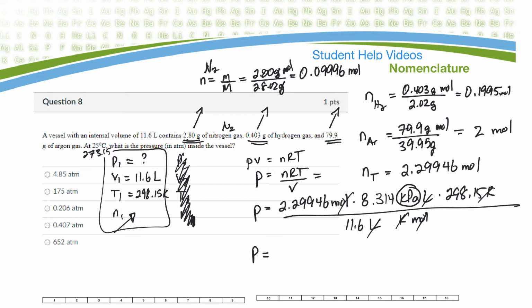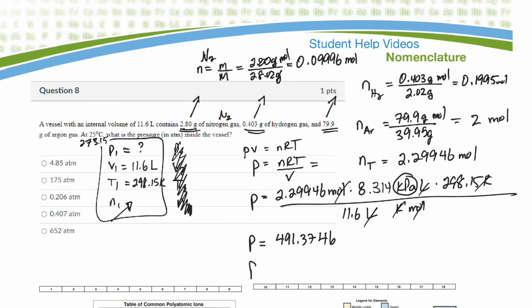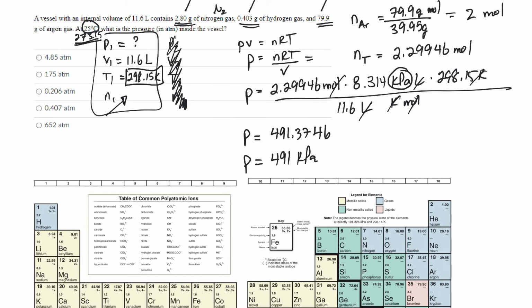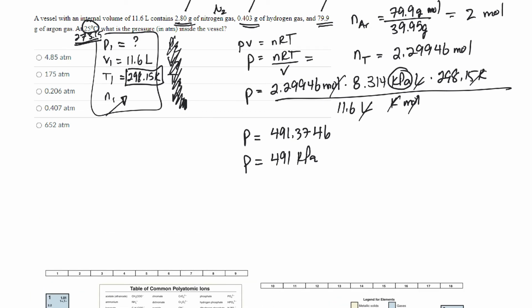So what I'm getting is 491.3746. So I would do sig figs. Looks like I have 3 sig figs. Oh, I have 2 there. It looks like they're given 3 sig figs in their answer. They must be using the sig figs when you add the Kelvin. So let's go 491 kilopascals. Is that an answer? Oh, no. They have all their answers in atmospheres. Great, so we can do that.